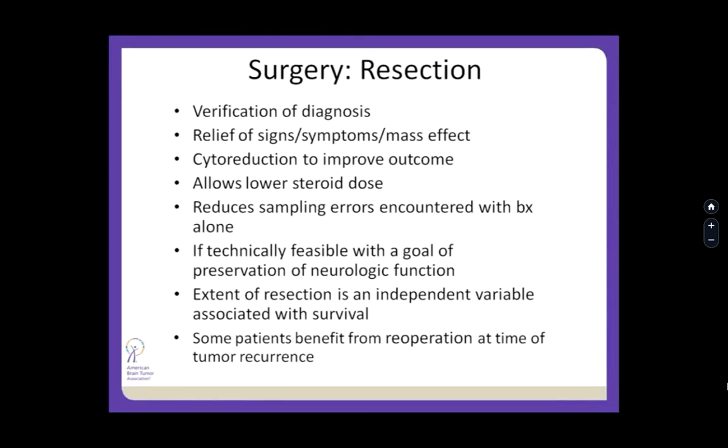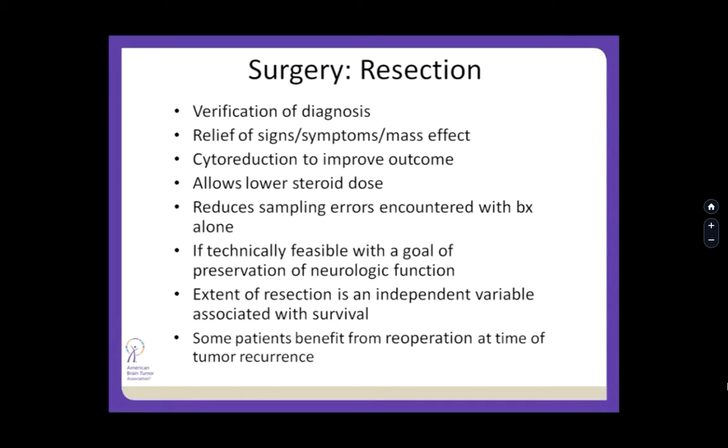There's a relief of signs and symptoms in some patients who have very large tumors where there's swelling and what's called mass effect. You get basically rid of those cells. That's what cytoreduction means. It means reducing the cell number. And in some patients, if you can do a large enough resection, that might improve outcomes. It allows for a lower steroid dose. As many of you know, steroids are used to control swelling and edema, and they have their own set of side effects. So usually if you have less mass effect and a smaller tumor burden, in a sense, you can get away with either no steroids or a lower dose.